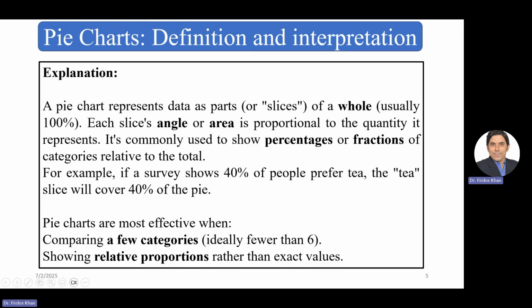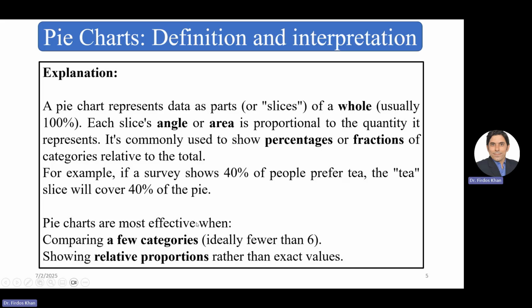It's commonly used to show percentage or fraction of categories relative to the total. So of course, you calculate this from the totals. This can be percentage, fractions, but usually we represent percentage. For example, if a survey shows 40% of people prefer tea, the tea slice will cover 40% of the pie. So the pie means that you can say 100%, and 40% will be covered by the tea. That means the proportion of the people, the percentage of the people who prefer tea.